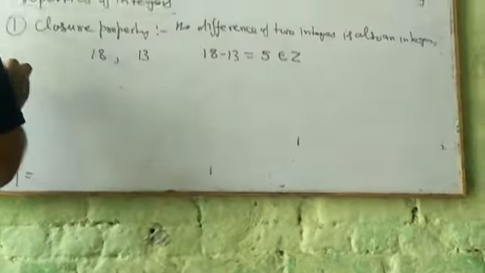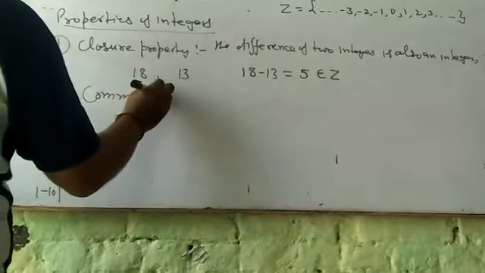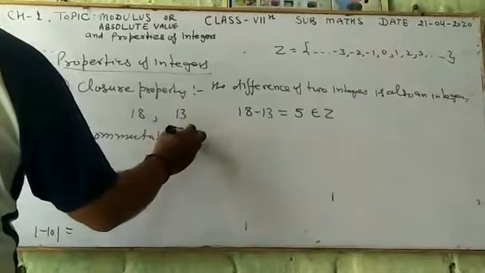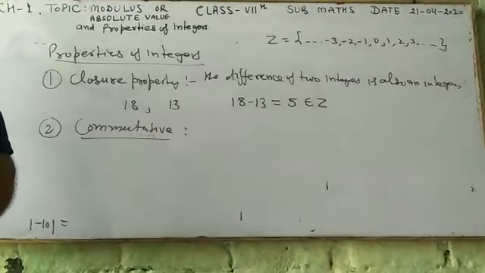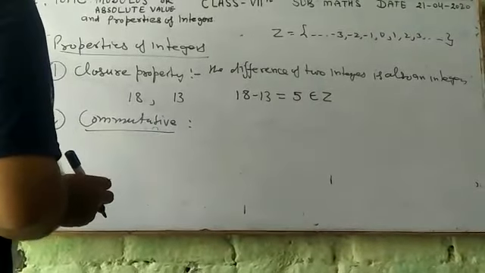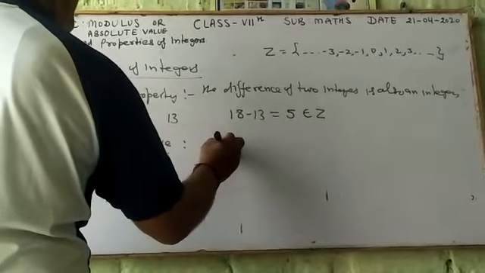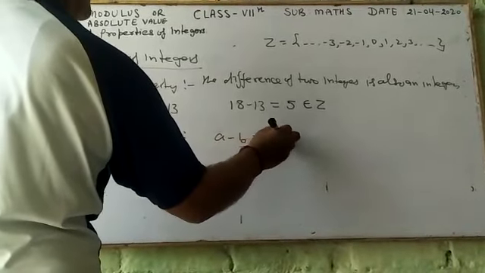Also we write down the second property, commutative. Commutative property: the difference of two integers does not remain the same when the order of integers is changed. So commutative, a minus b is not equal to b minus a.